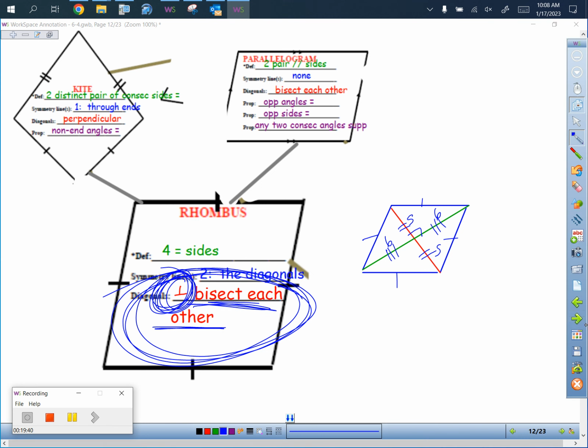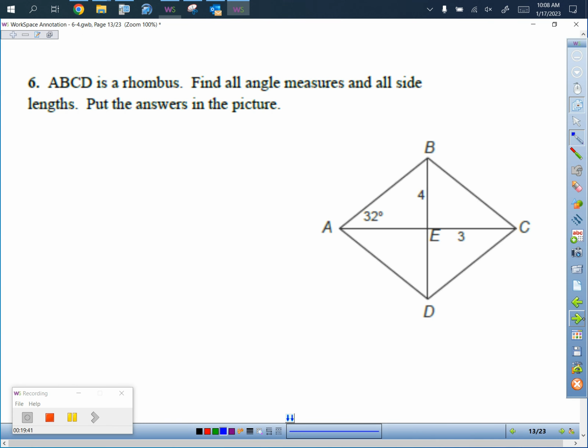Let's go back to the worksheet, and I cannot stress how crazily wild it has been of how poorly people do on rhombus questions on this test. So let's take this slow. This is a rhombus. They told me so. Cool. Find all angle measures and all side lengths. Put the answers in the picture.